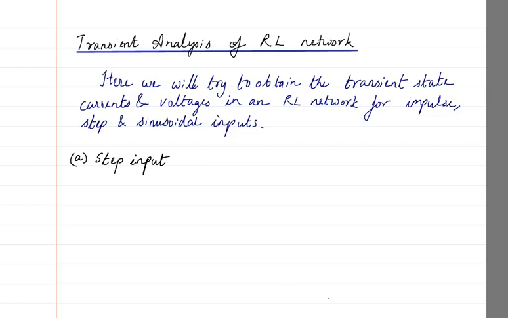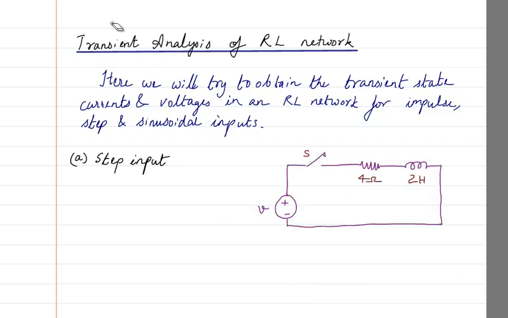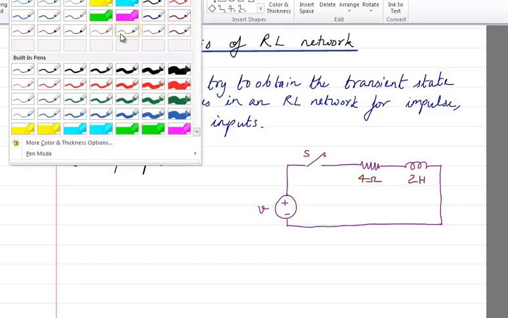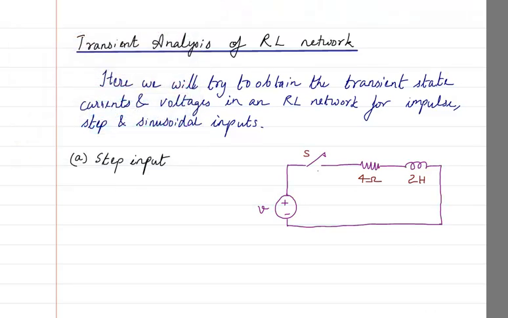So let me first draw the circuit diagram. Here we have a circuit with a switch. The switch will go down, let us say, at time t equal to 0. Before t equal to 0, there is no voltage being applied, because the switch is open and there is no energy or current flowing through the circuit. So if I look at this as the t axis and this is 0, then up till t equal to 0 there is no value.